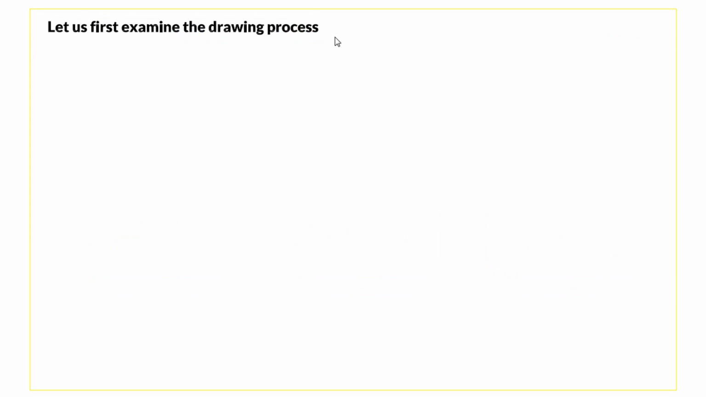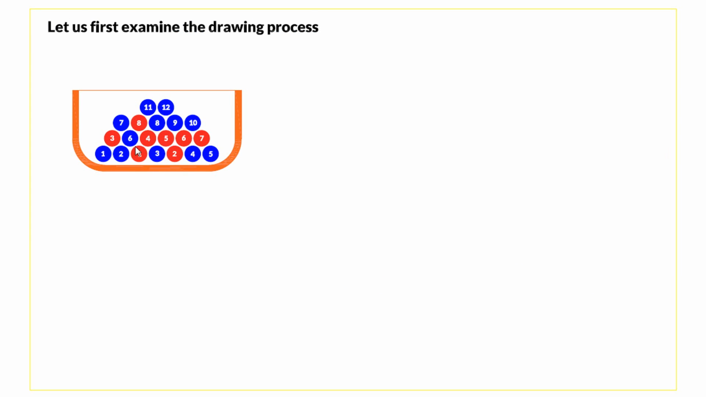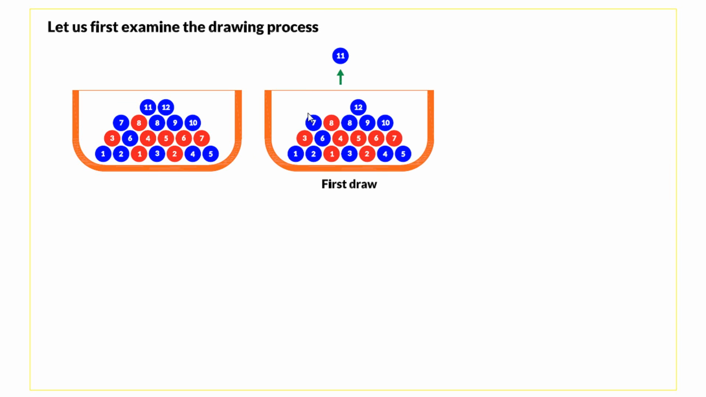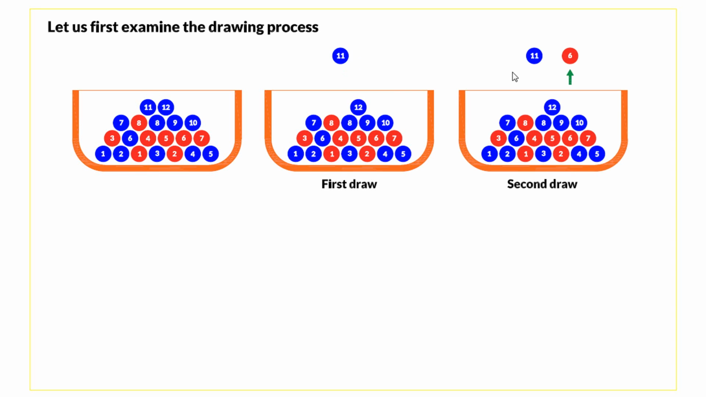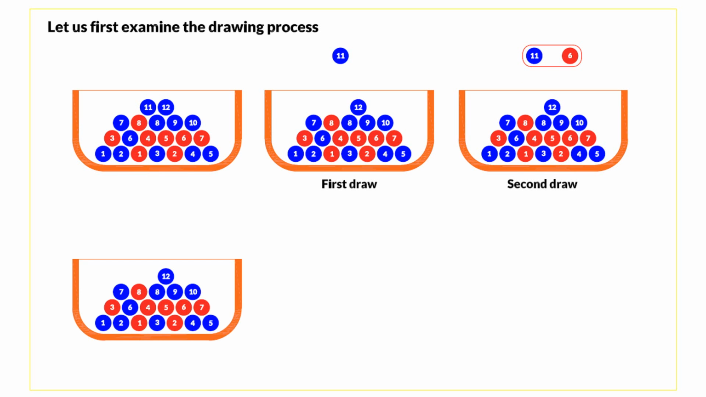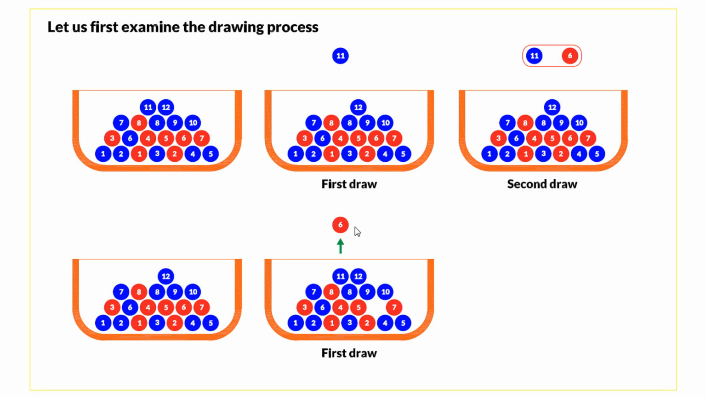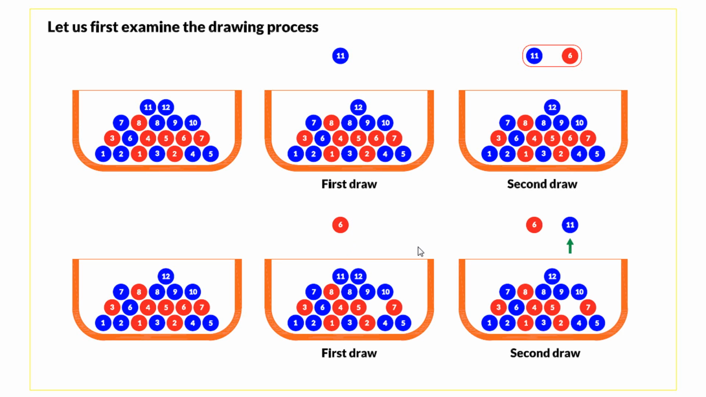Now let us examine the drawing process. So here are the objects, and we may draw object 11 blue, and after that object 6 red. And now we have a sampling of 2, which is the 11 and 6 objects. The contrary also may happen. So we may pick up object 6 red, and after that we pick up object 11 blue. And now we have a sampling of 6 11 instead of 11 6.